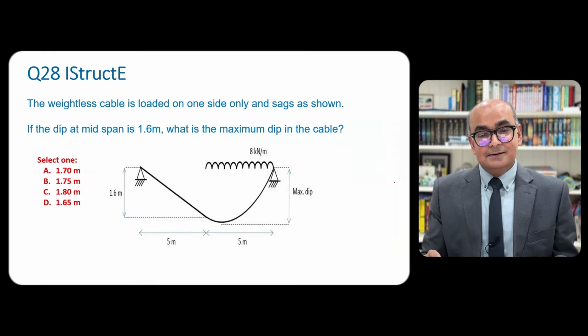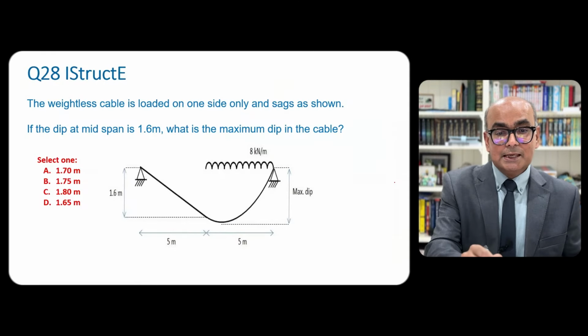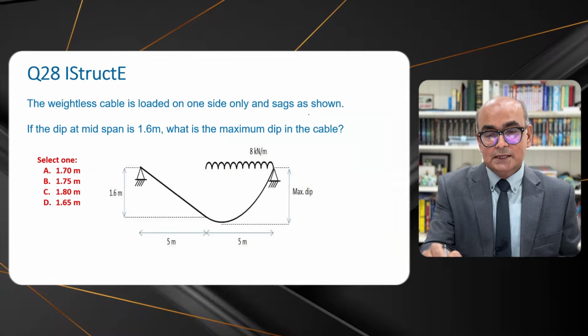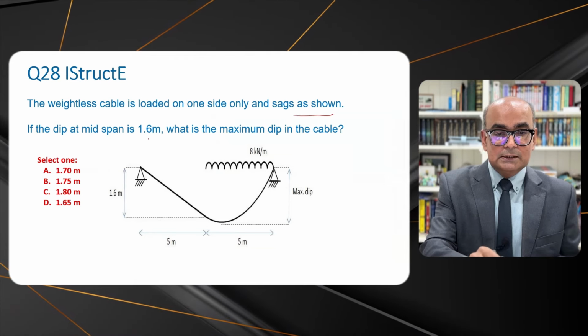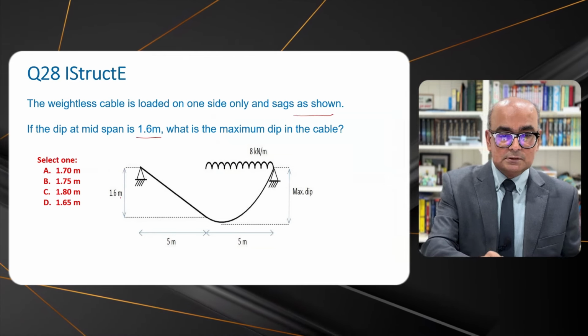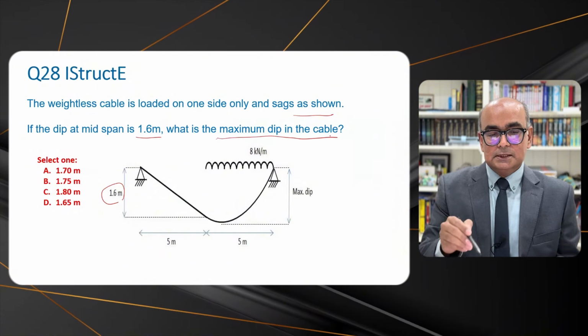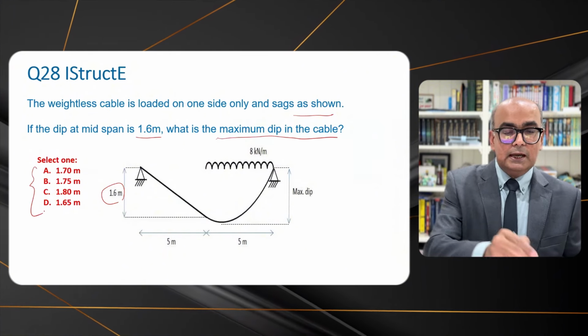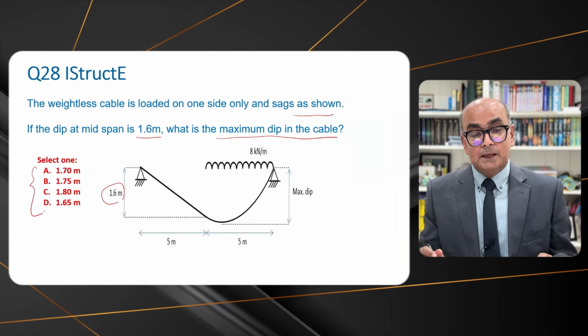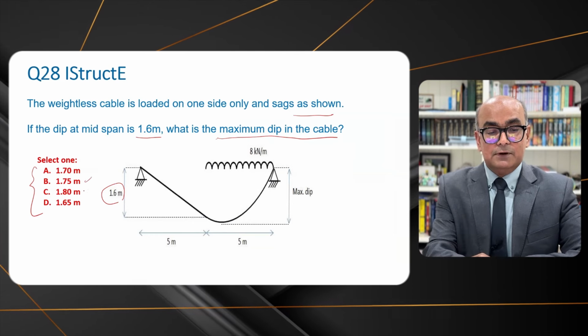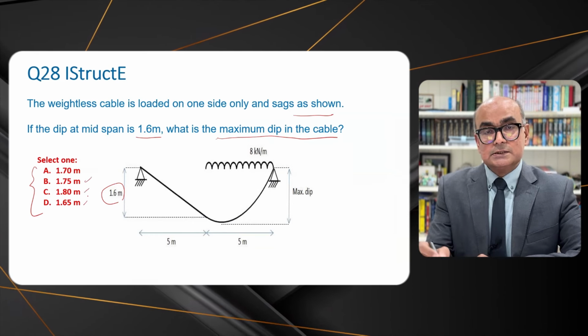This is the second example. The weightless cable is loaded on one side only and sags as shown. If the dip is 1.6, what is the maximum dip in the cable? And you have to choose from 4 options: 1.7, 1.75, 1.8, 1.65.